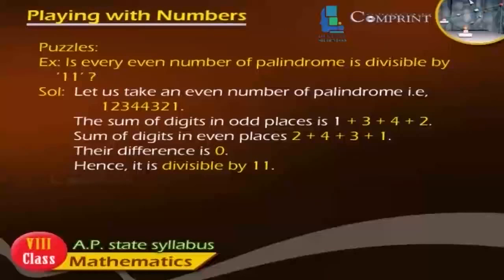Example. Is every even-digit palindrome divisible by 11? Solution. Let us take an even-digit palindrome, that is 1, 2, 3, 4, 4, 3, 2, 1. The sum of digits in odd places is 1 plus 3 plus 4 plus 2. Sum of digits in even places is 2 plus 4 plus 3 plus 1. Their difference is 0. Hence, it is divisible by 11.